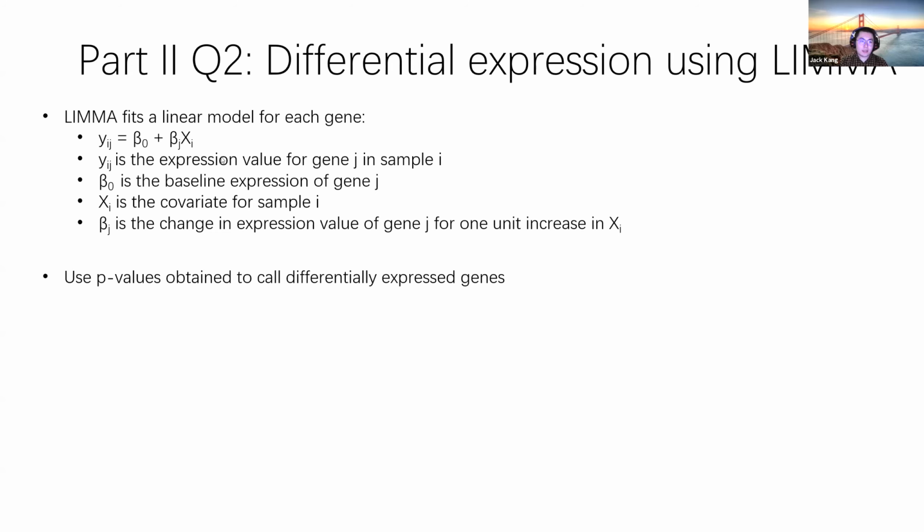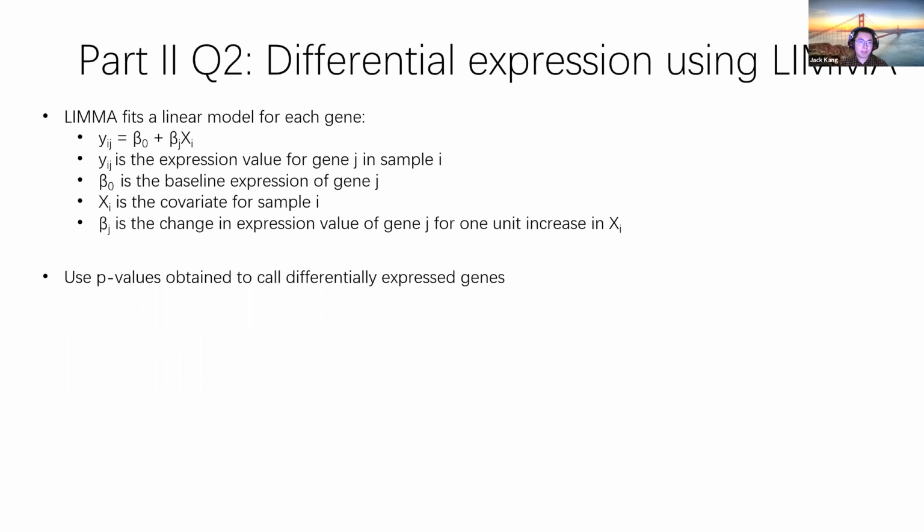So Yij here represents the expression value for gene j in sample i, beta 0 is the baseline expression for gene j, and Xi is the covariate for sample i. So for example, if you want to know which genes are differentially expressed comparing tumor samples to normal samples, Xi should be an indicator variable indicating whether this sample is tumor or normal, so 1 or 0.